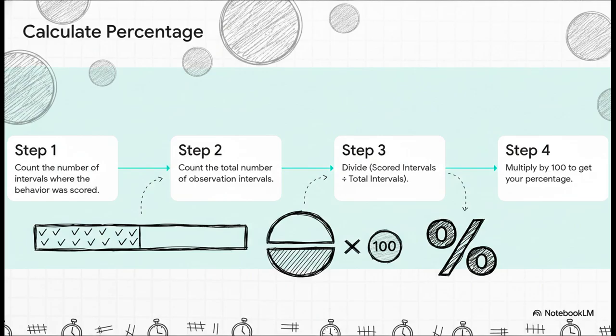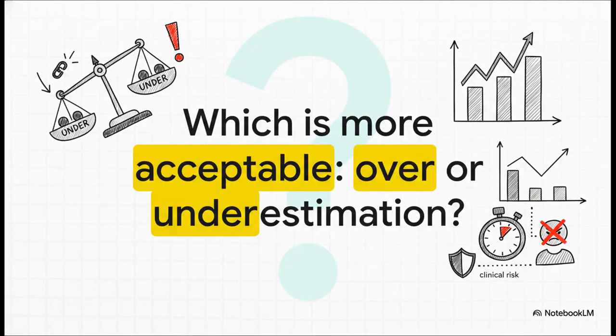All you have to do is take the number of intervals you scored, divide it by the total number of intervals you observed, and then just multiply by 100. Simple as that. So that leaves us with one final and really important thought for your actual clinical practice.